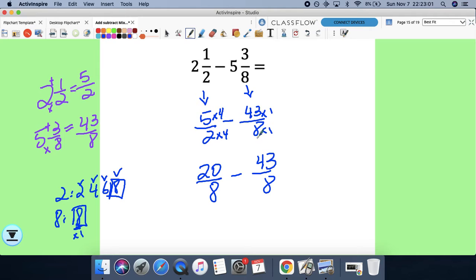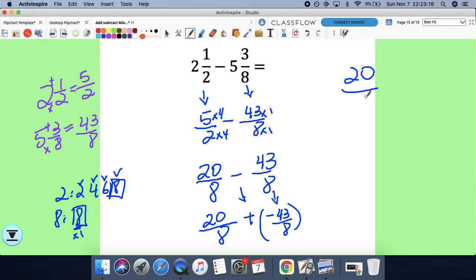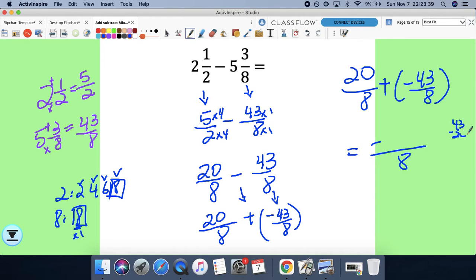So that doesn't change. You can change this to an addition problem, if you like. 20 over 8 plus the opposite of 43 over 8, negative 43 over 8. Let me put that on top here. Oops, sorry. Negative 43 over 8. So our answer is going to be something over 8. And 20 plus negative 43, who wins? The negative, right? So we're going to get negative, and then we're going to do 43 minus 20, and that's going to give us 23.